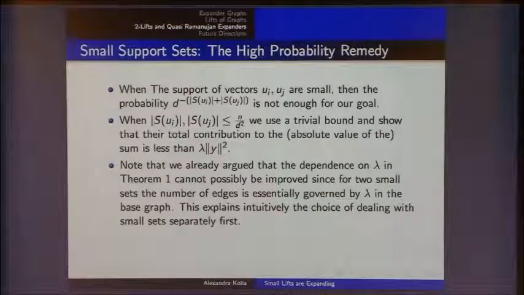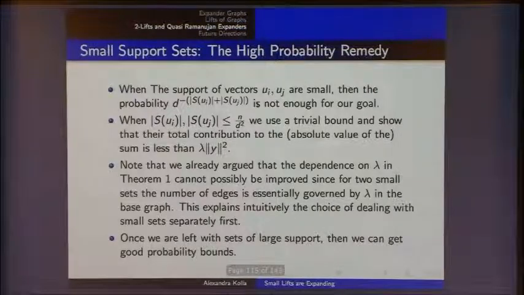And in fact, I want to draw the attention again to lambda. We argued before that the dependency on lambda cannot be avoided. And this is another place where we see that, because for small sets, we can see on the base graph, the edges that go out of small sets are governed by lambda, if you look at the expander mixing lemma. Okay, so this is the second place where we see that we really need lambda. But the nice thing about this is once we get rid of these small support sets, then we have high probability. So that's fine. We resolve this problem.